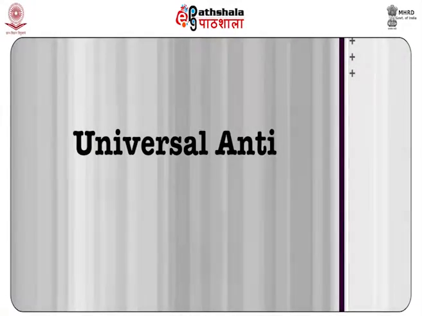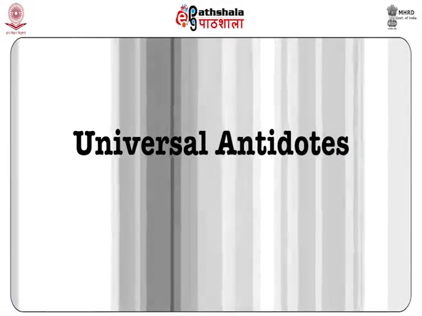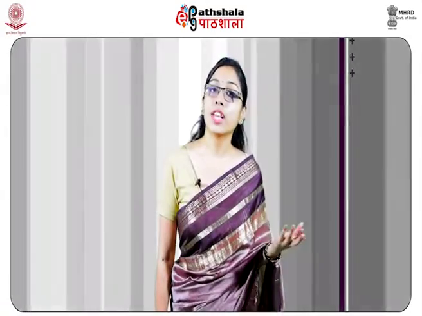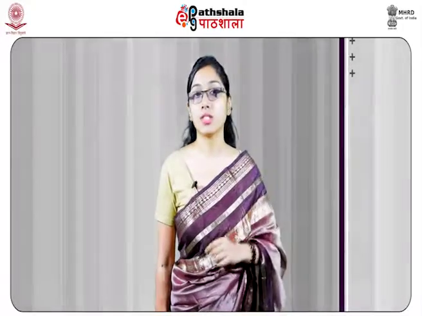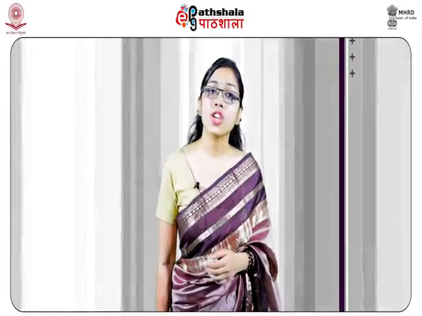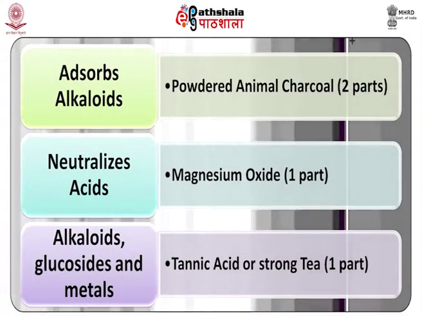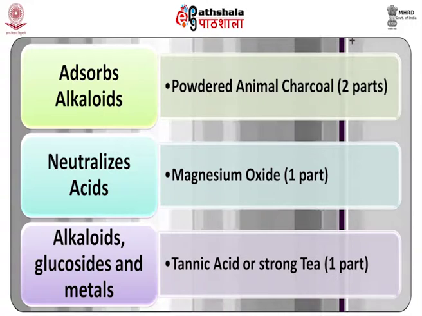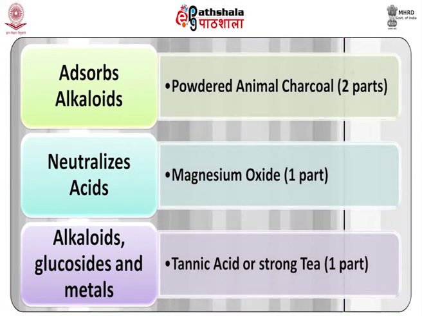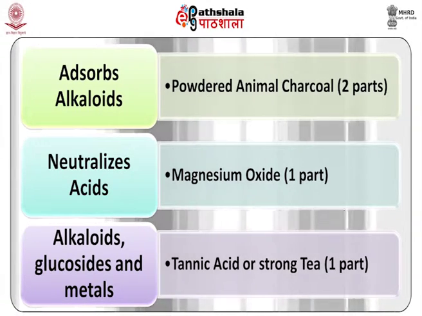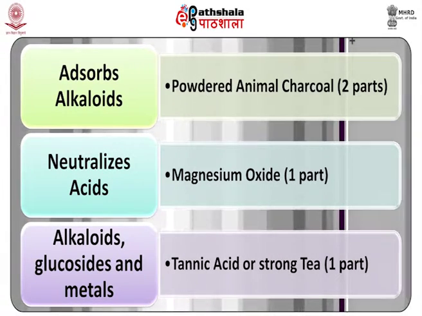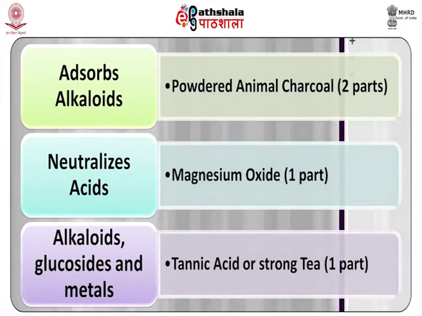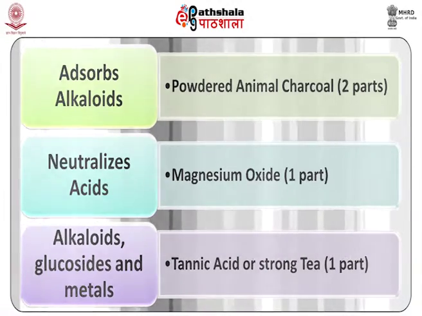Next, we will study the universal antidotes that can be used for each type of poison. It is used when the characteristic of a poison is not apparent or when a combination of poison is suspected. It consists of a mixture of various substances such as powdered animal charcoal, 2 parts, which adsorbs alkaloids; magnesium oxide, 1 part, that will neutralize the acid; and tannic acid or strong tea, 1 part, for alkaloids, glucosides and metals.